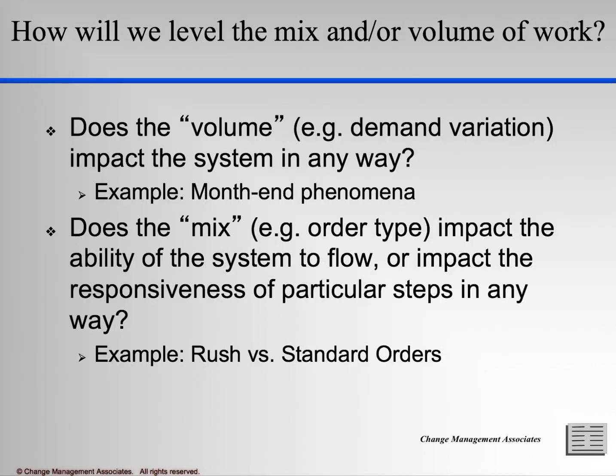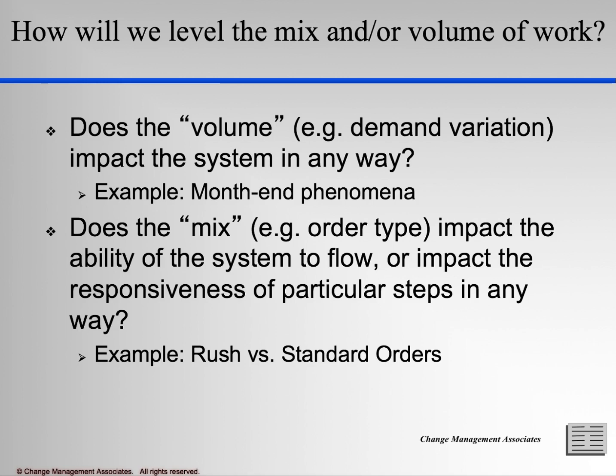The next future state question is, how do we level the mix and/or volume of work? Leveling is a very deep concept in Lean. Let's start the discussion on leveling the volume of work. First, is there substantial variation in the demand on the value stream? If so, can root causes for this variation be identified and addressed in the future state design? Don't be too quick to say no.